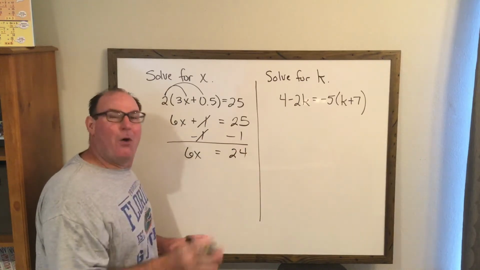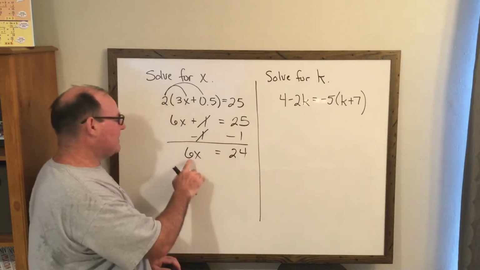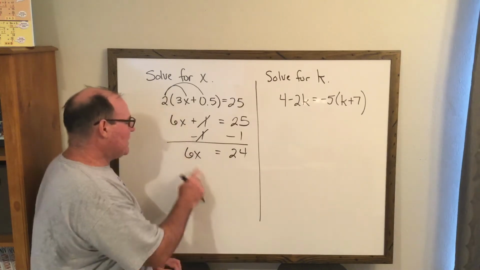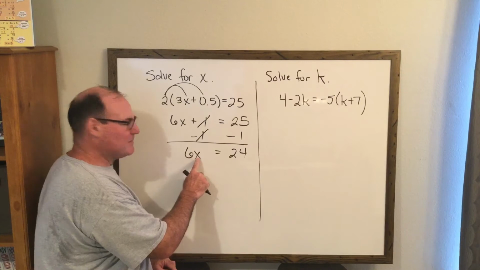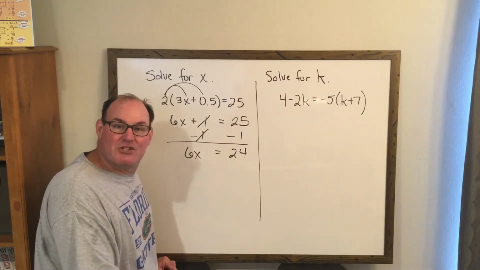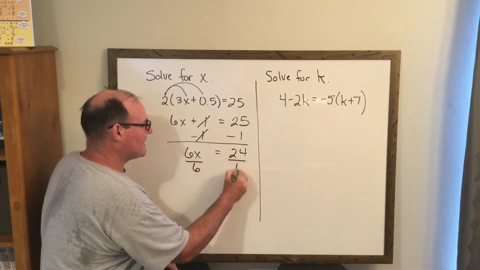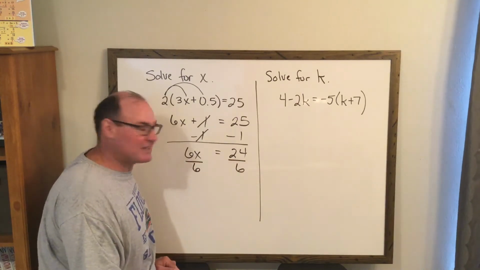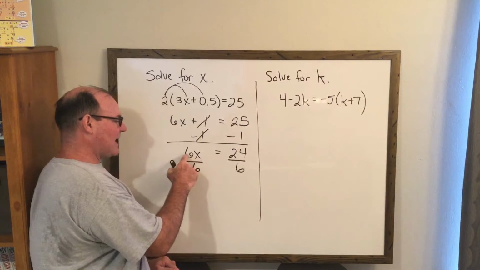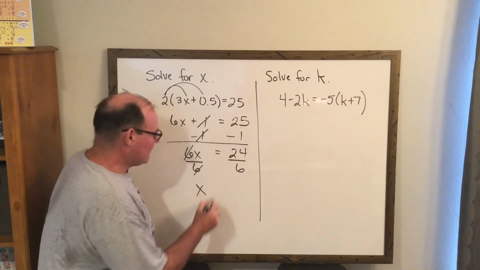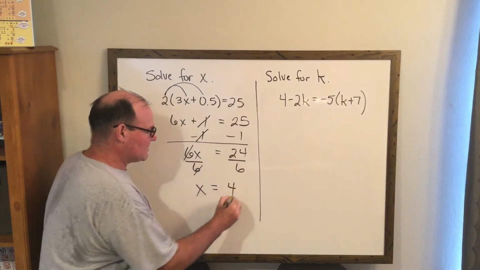Last step, this is always going to be your last step. I'm going to divide by the number in front of the x. And you might say, why am I dividing? Because this says 6 times x. The reverse operation of multiplying by 6 is to divide by 6. So I will divide both sides by 6. And that gives me, on this side, 6 divided by 6, that becomes 1. We say that those two things cancel. And 24 divided by 6 is 4.